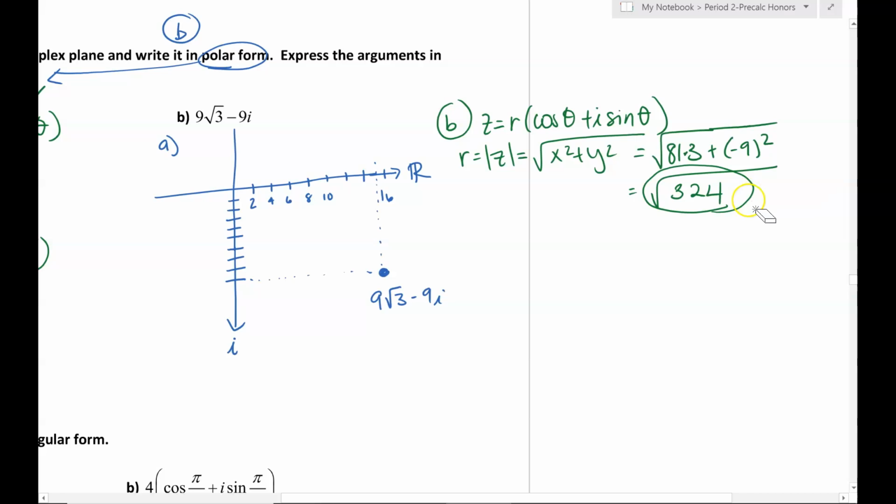Actually, let's simplify, because that's a perfect square. I just want to take my square root. That's 18. Now we can leave 18.